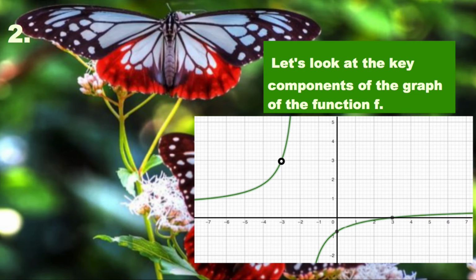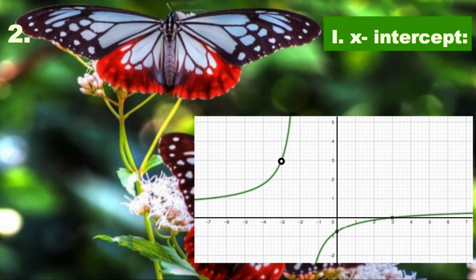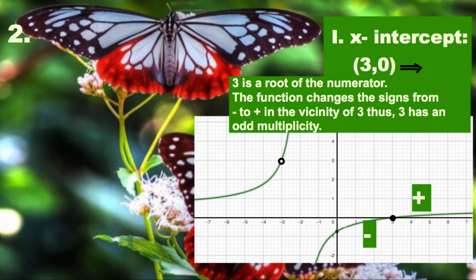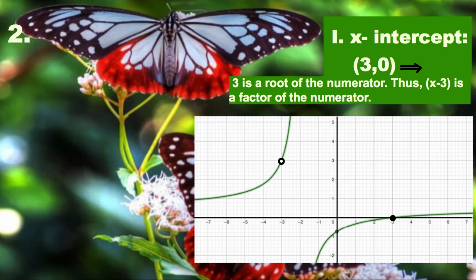Question 2. Let's look at the key components of the graph of function f. x-intercept. At point of coordinates (3, 0). Thus, 3 is a root of the numerator. The function changes its signs from negative to positive in the vicinity of 3. Thus, 3 has an odd multiplicity. Thus, x minus 3 is a factor of the numerator.